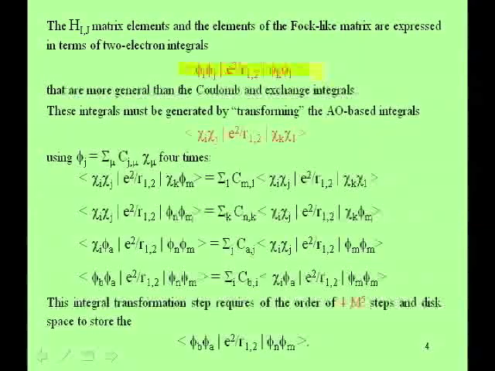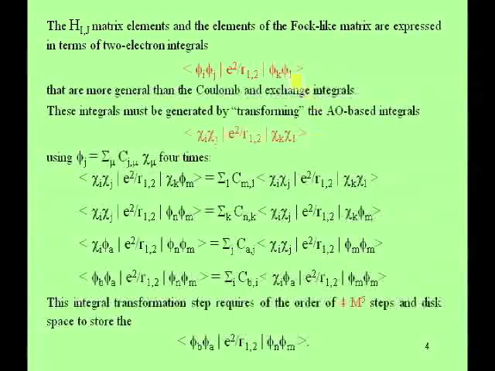How do we get these two-electron integrals, as we say, in the MO basis, that is involving the molecular orbitals? Because in a computer program, the thing that can be evaluated are these two-electron integrals, chi I, chi J, 1 over r12, chi K, chi L. These atomic basis functions, these Gaussian functions, contracted or uncontracted, expressions are available for these two-electron integrals involving Gaussian functions.